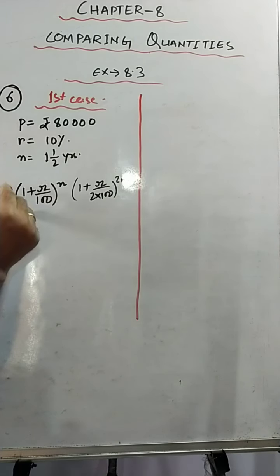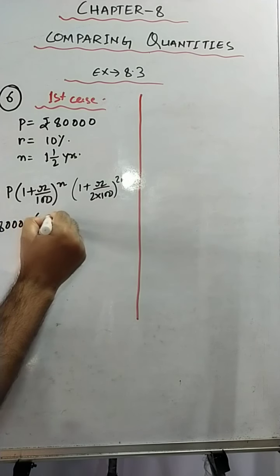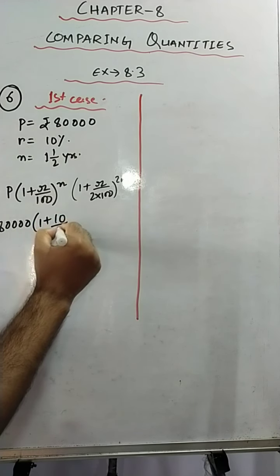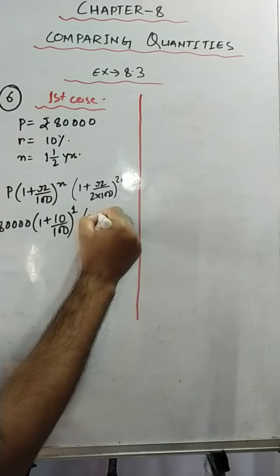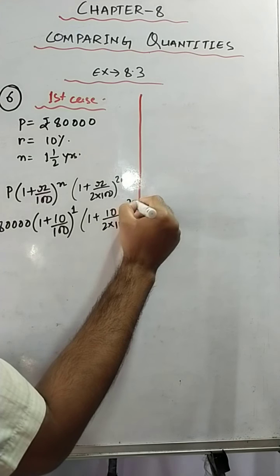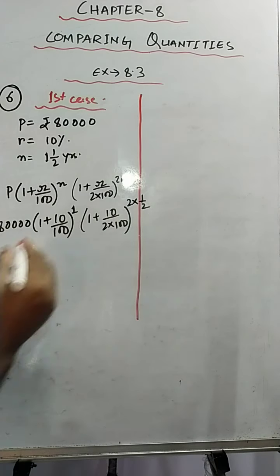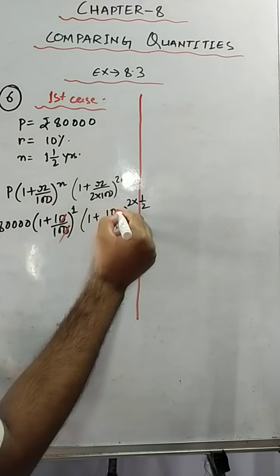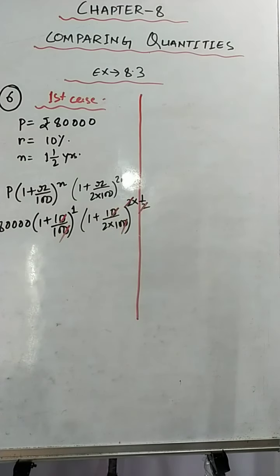Now we'll put the values. What is the value of principal? 80,000. 1 plus, what is R? 10 by 100 to the power 1, because this is for 1 year. And 1 plus, again we'll write 10 by 2 into 100, to the power 2 into 1 by 2. Okay, so now let's reduce this. These 2 zeros will reduce, these 2 zeros will reduce, and this 2 will also be reduced.